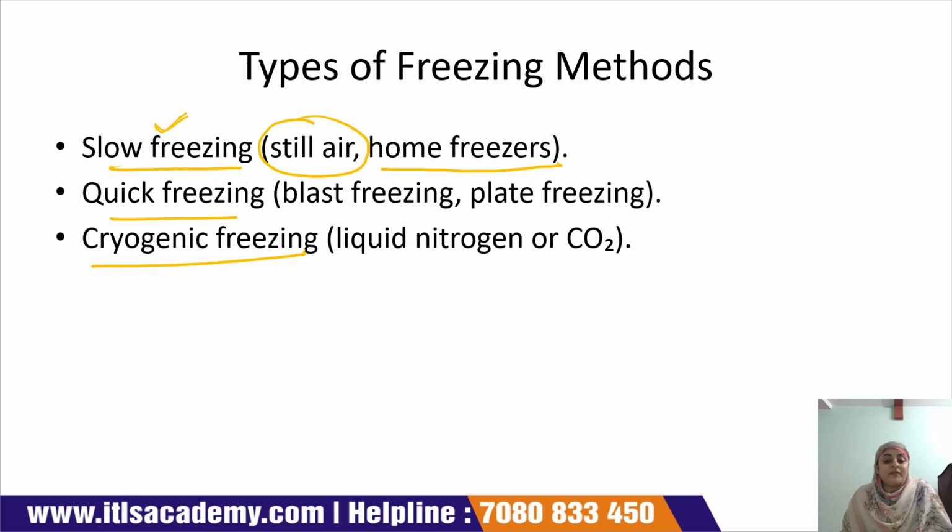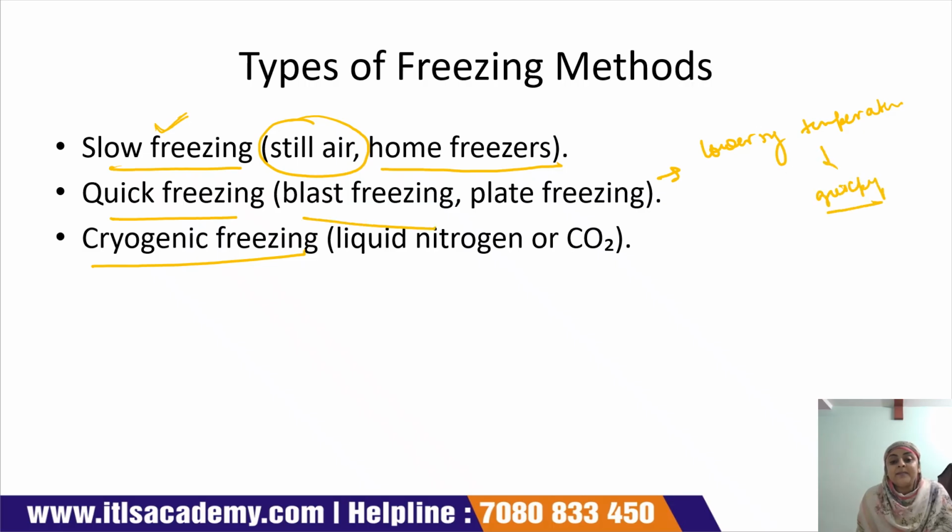Now next is quick freezing. Quick freezing, I already told you, what we do is lower the temperature quickly, either by the blast freezing method or by the plate freezing method. Next is cryogenic freezing. In cryogenic freezing, we use liquid nitrogen or carbon dioxide for the freezing. This method is much better than the other types of methods.